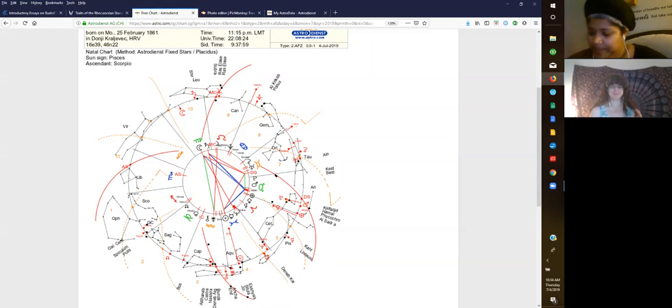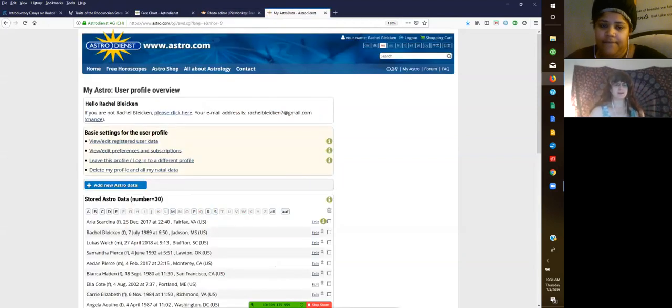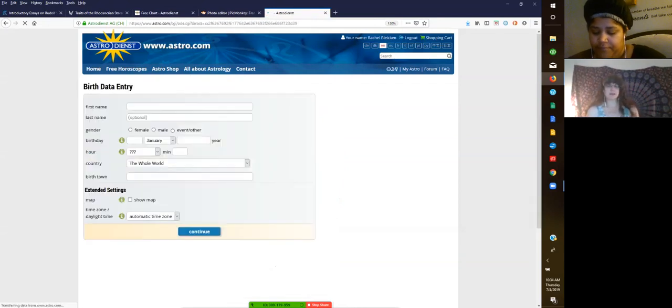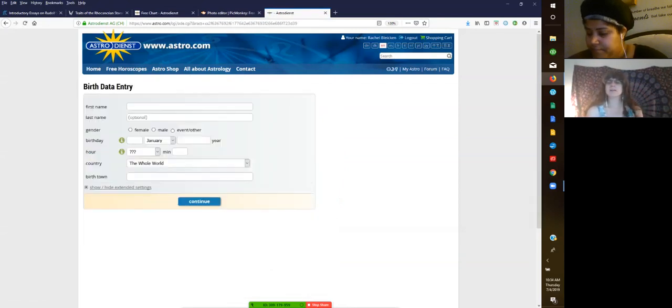Go ahead. Okay, so the first thing that you're going to want to do is go to astro.com and create an account. You don't have to create an account until after you add new data, but I would suggest doing that first. Then all of your data for you and your spouse or your boyfriend or your kids or whatever is all going to be in one place, and you can always go back to it. So I have here the birth data entry.